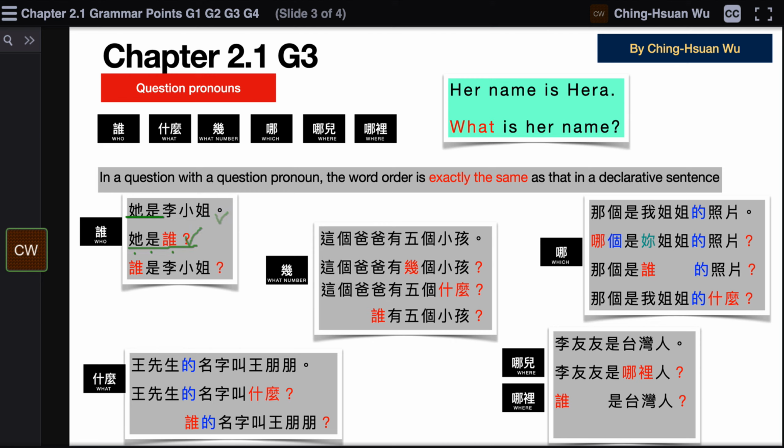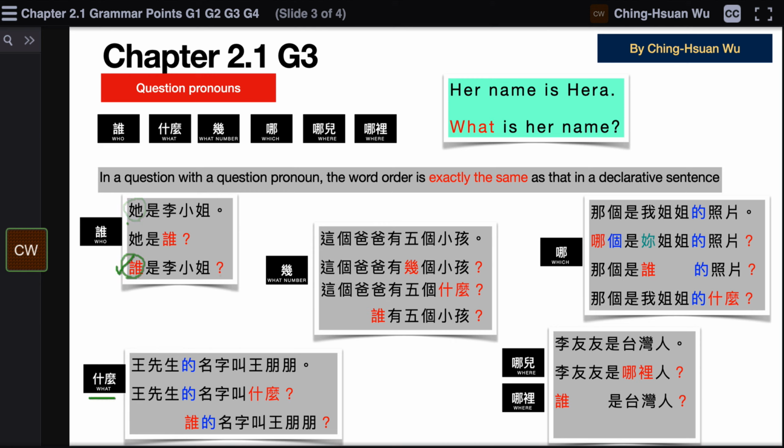With the same declarative sentence, we can ask different parts of the sentence for information. For example, you are looking for 李小姐. 她 is a part that you don't know. Then you say 谁是李小姐? Who is 李小姐? As you can see here, 李小姐 in both sentences is placed in the same place. 她 is a part that you don't know. Therefore, you use question pronoun 谁. Again, 她 refers to a person. Therefore, your question pronoun is 谁.